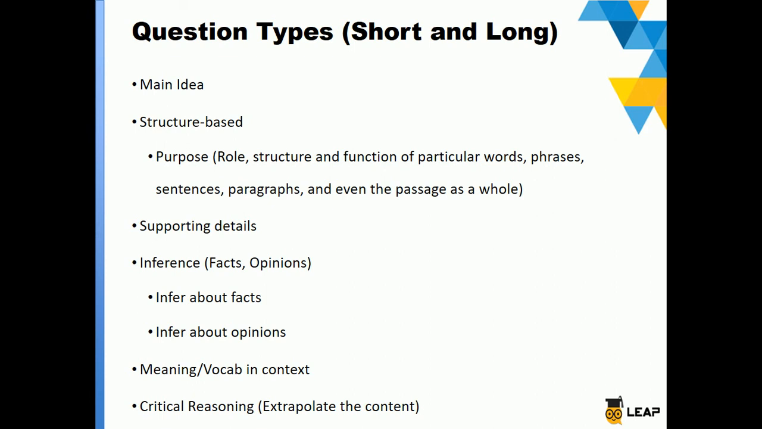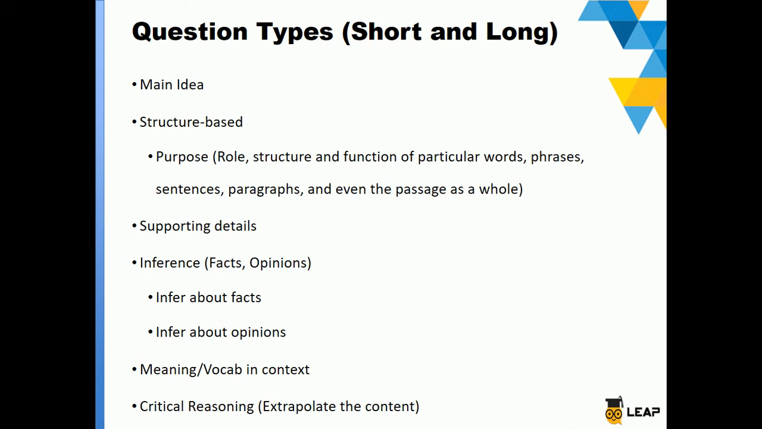Structure-based question types comprise purpose questions. So ideally, where you have questions asking you what the author's purpose was in writing the passage in a specific way are structure-based questions. The next type is supporting details questions. These are questions that ask you for details that are supporting the passage. So things like, why was so and so mentioned in the passage? Or, according to the passage, why was this mentioned?